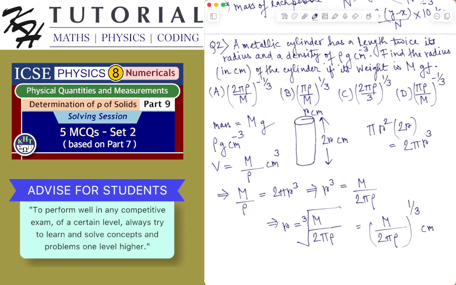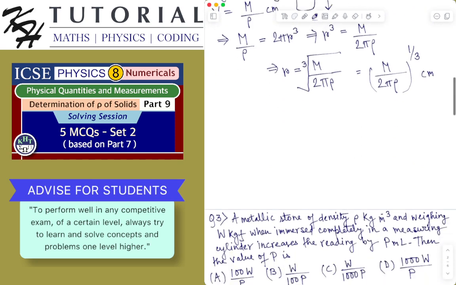Now let's see. The choice A is the correct choice, but it is expressed in a different way. As you can see, in choice A, the power is minus 1 by 3. So if you convert the power minus 1 by 3 to power 1 by 3, you just need to reverse the numerator and the denominator of the base. So it will be m by 2 pi rho. So definitely the correct choice is choice A.